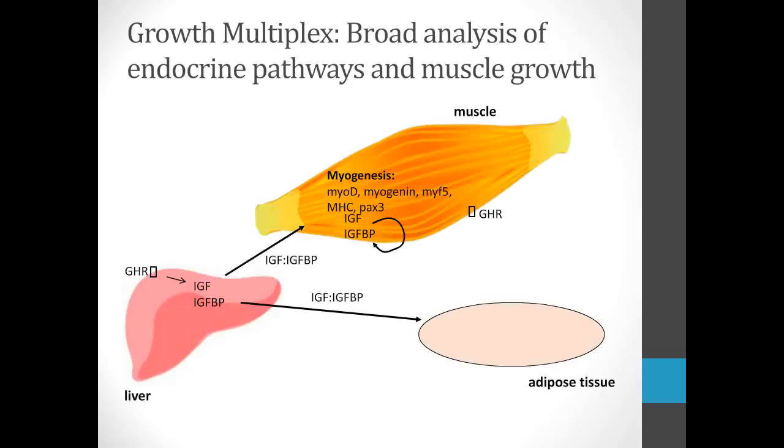The growth assay also includes growth hormone receptors, which are critical for regulating IGF expression in liver, and are probably important for certain responses in muscle as well. The growth multiplex also covers myogenic regulatory proteins in muscle, and these are the proteins and transcription factors critical for regulating the proliferation and differentiation of myogenic precursor cells, which largely dictate muscle growth in indeterminate growing species like rainbow trout.